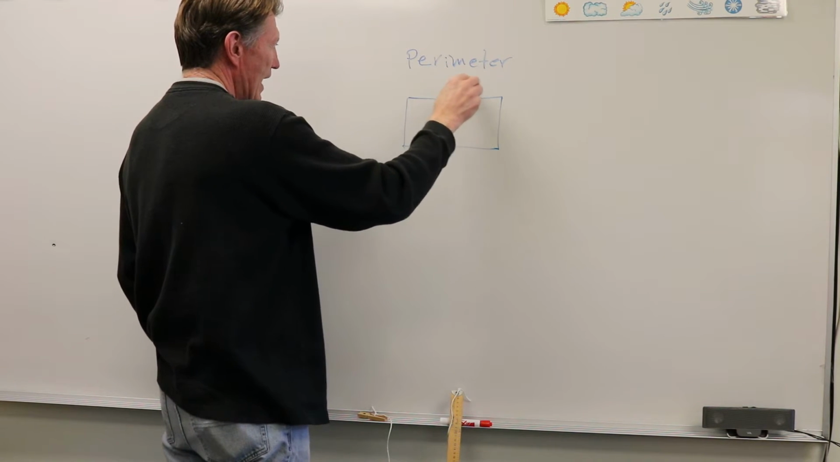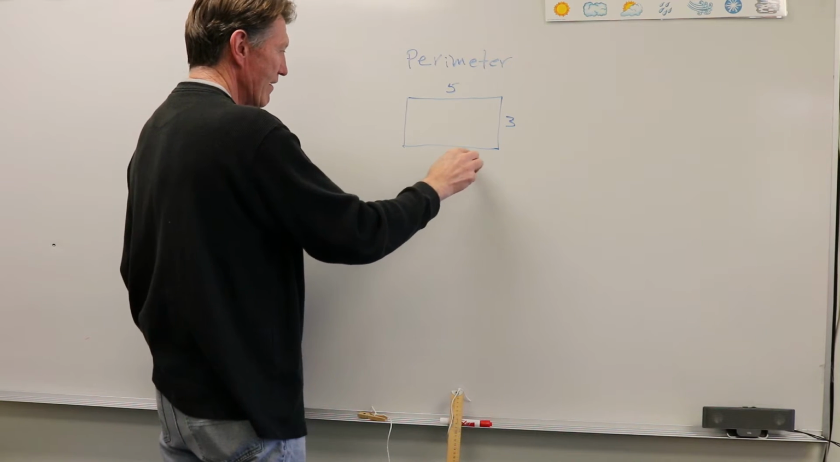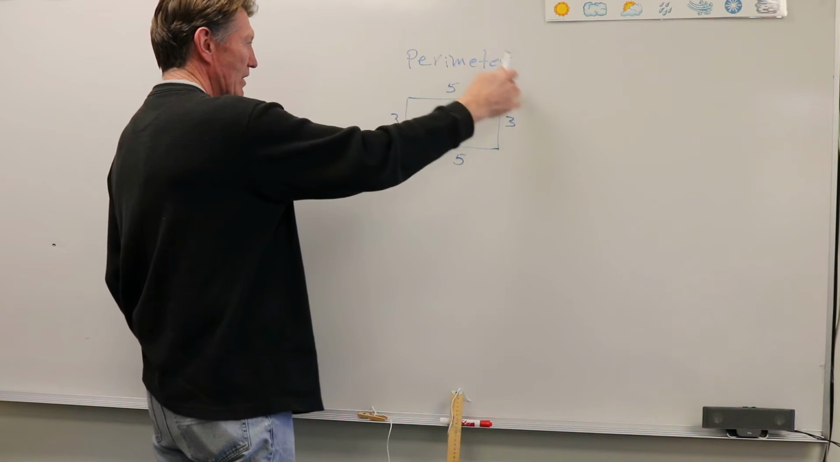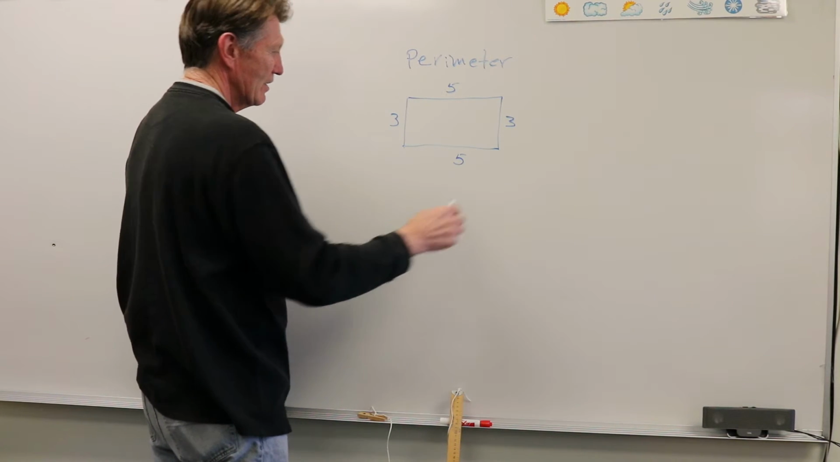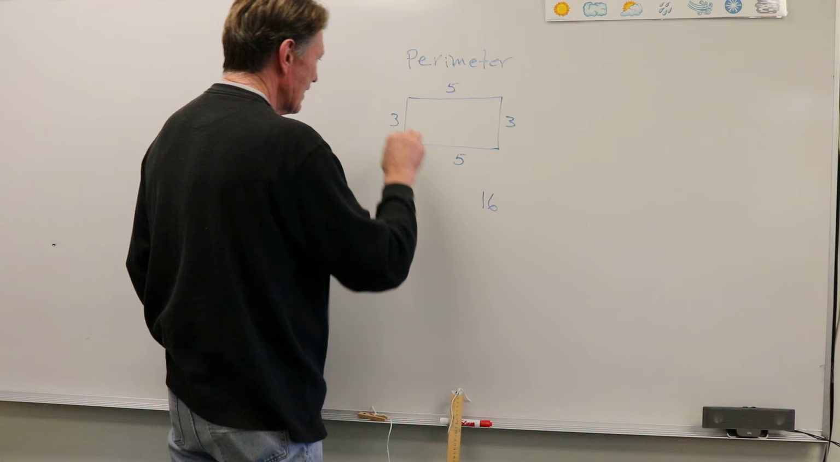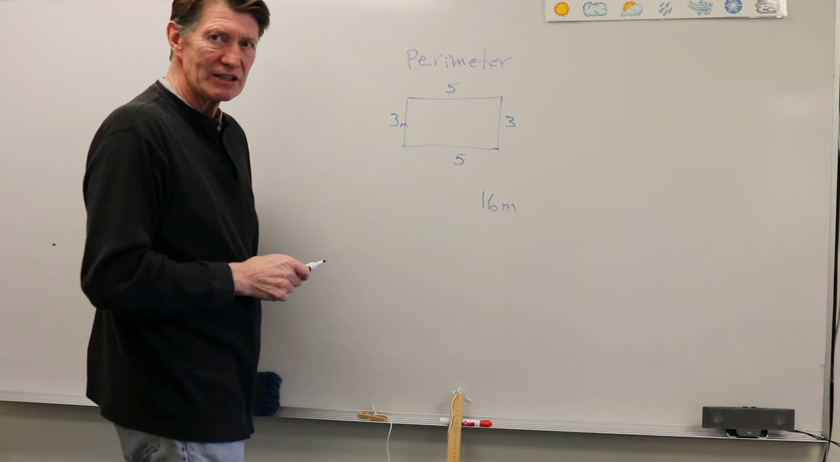Well, if this is 5 and this is 3, we know that this side must also be 5 and this side is 3. So we add them up. 5 and 5 is 10, 3 and 3 is 6. The perimeter must be 16, and if these were meters, we would say the perimeter is 16 meters.